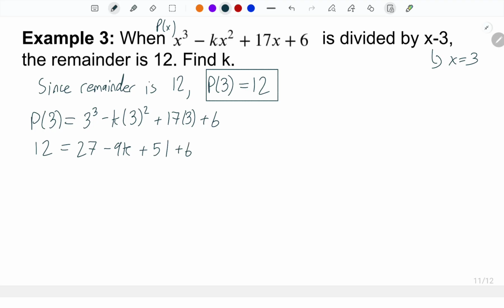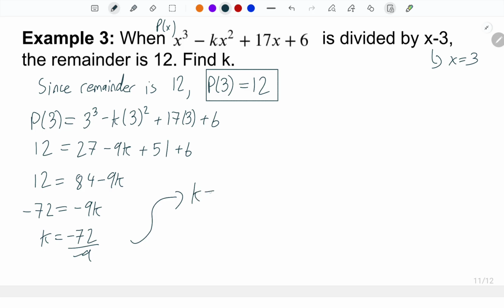And so we're just going to rearrange a little bit. So 27 plus 51 plus 6, that's something like 84 minus 9k. Move the 84 over, you'll get 12 minus 84 is negative 72. And so k is just negative 72 over negative 9. But reduce and simplify your fractions always, and so you get just 8. So there we are, using the remainder theorem in a little bit of a different context to find that missing parameter in our function. Okay.